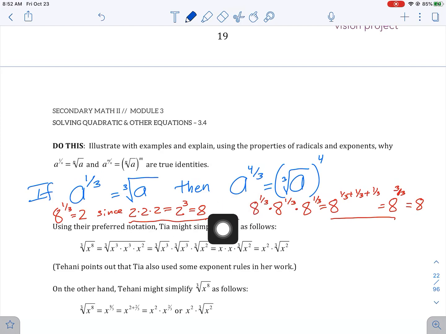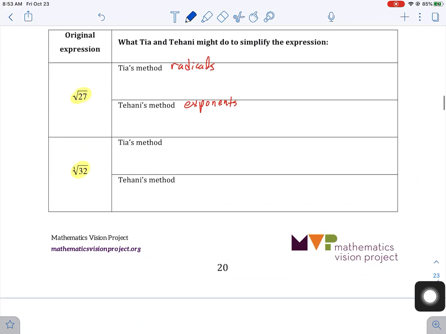And the reason is, 8 to the 1/3 is 2 because 2 times 2 times 2, or 2 cubed, is 8. So we know that when we multiply this 3 times, if we did it with exponents, instead of 2 times 2 times 2, we have 8 to the 1/3 times 8 to the 1/3 times 8 to the 1/3. Adding the exponents gives us 8. So that's an example of why that's true.